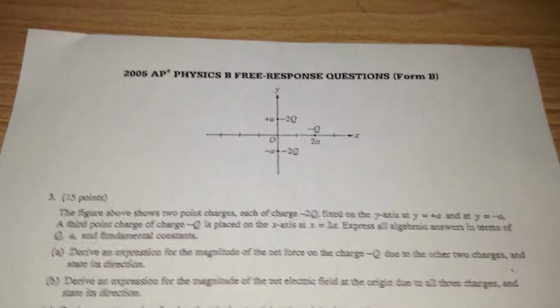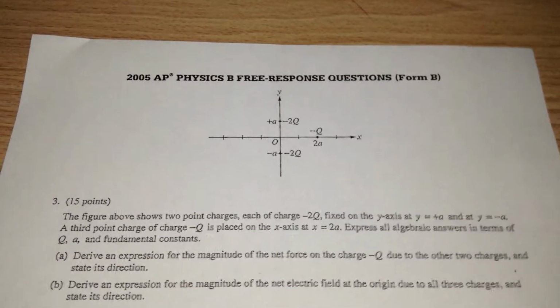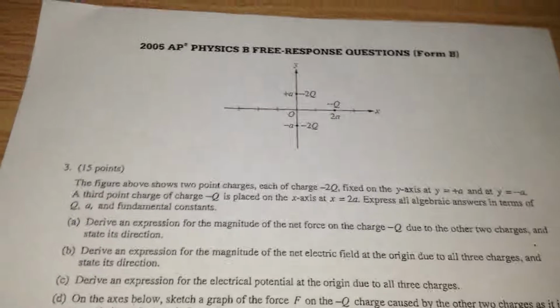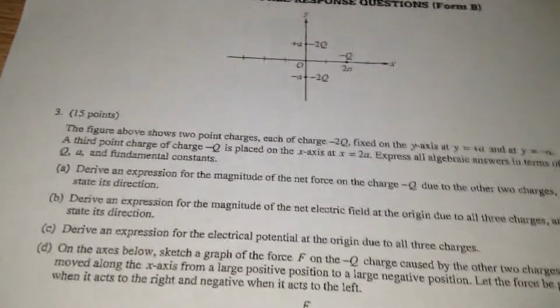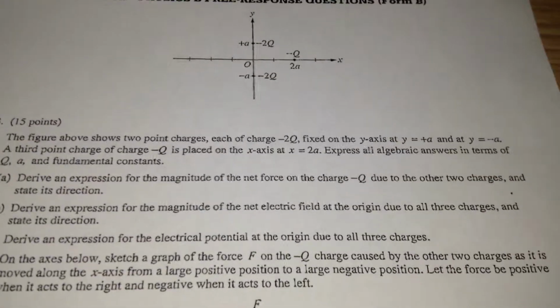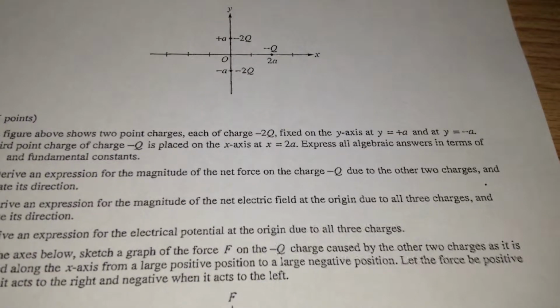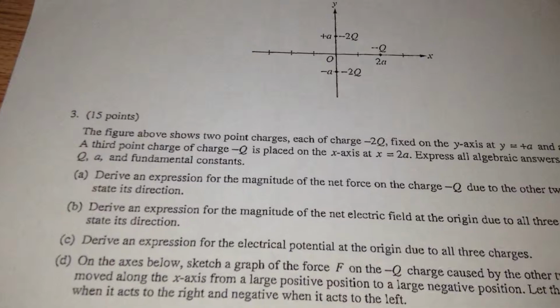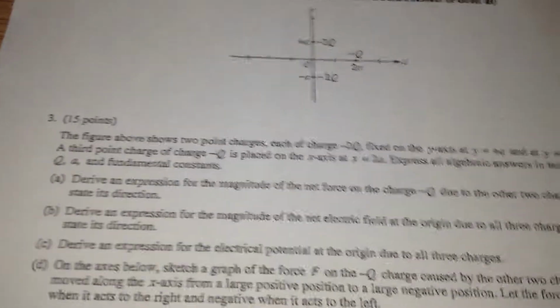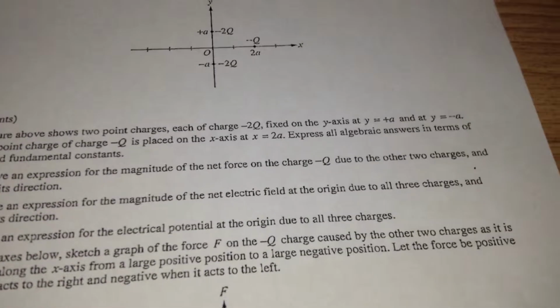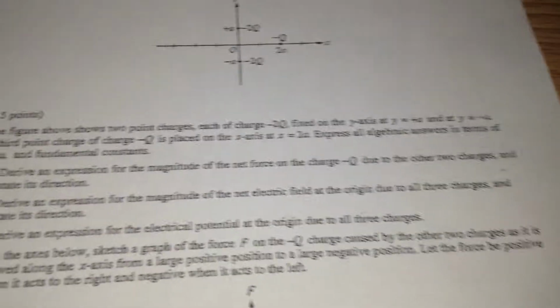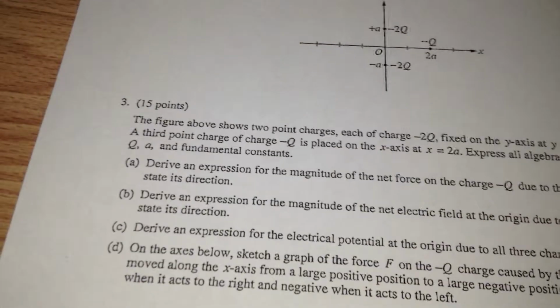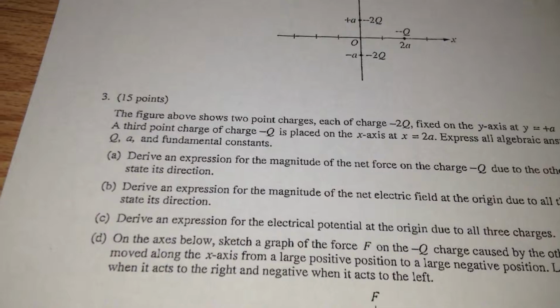Guys, today we're doing the 2005 AP Physics B free response question, Form B. It says, the figure shown above shows 2 point charges, each of charge negative 2q, fixed on the y-axis at y equals positive a and y equals negative a. A third point charge of negative q is placed on the x-axis at x equals 2a. Express all algebraic answers in terms of q, a, and fundamental constants.